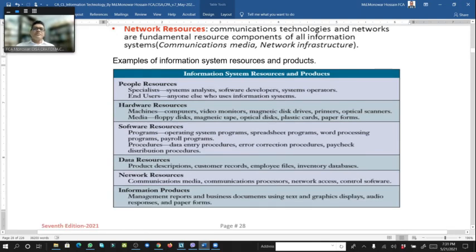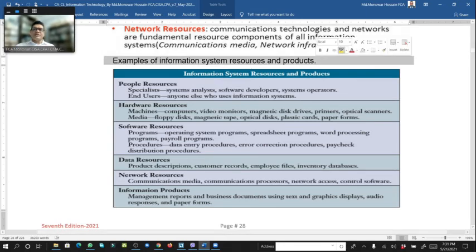So here is an example of information system resources and products. It's also taken from your reference book. People resource, here specialists. Who are the specialists? System analysts, software developers, system operators, programmers, etc. And the programmer is also a software resource. And hardware resource: machines, that means computers, video monitors, magnetic disk drives, printers, optical scanners, etc. And if we see the media: disks, tapes, optical media, etc.